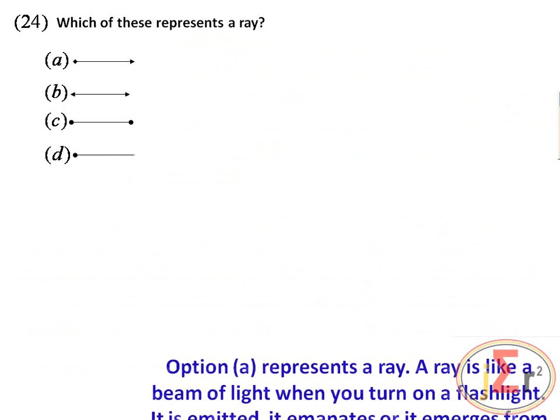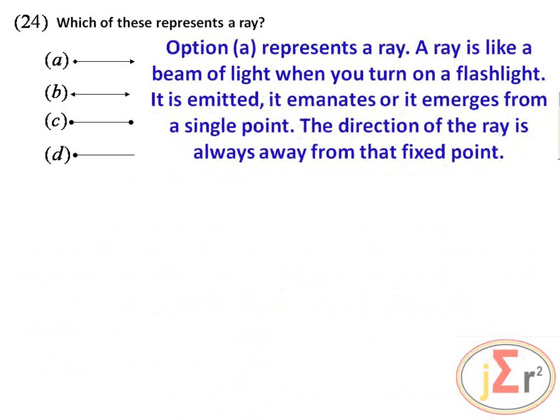Which one of these represents a ray? Option A represents a ray. A ray is like a beam of light when you turn on a flashlight. It emanates, or it emerges, from a single point. The direction of the ray is always away from that fixed point. So the ray goes away. The direction of the ray is always away from that fixed point.